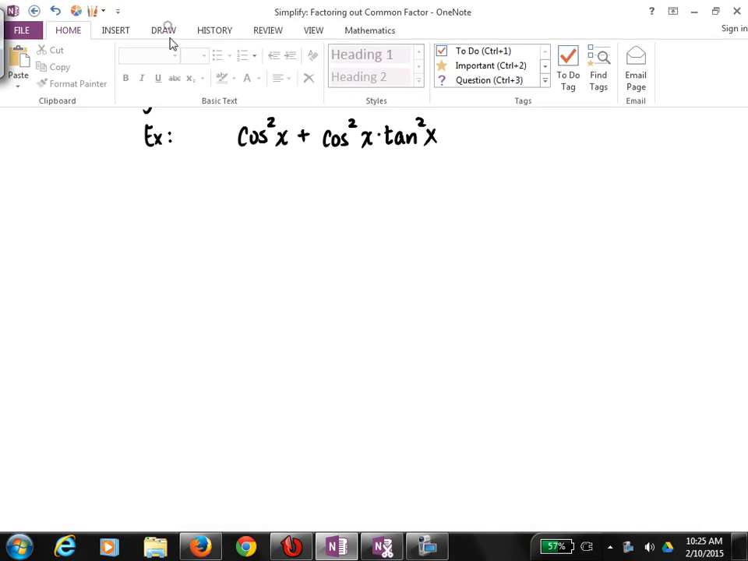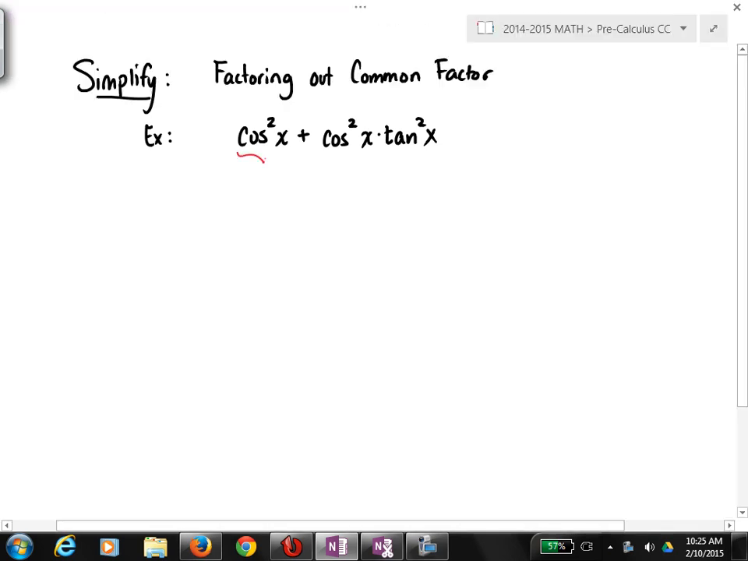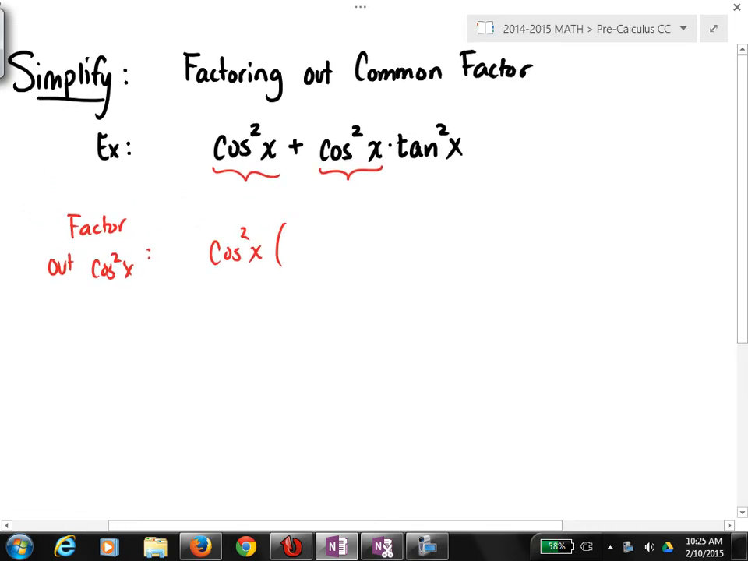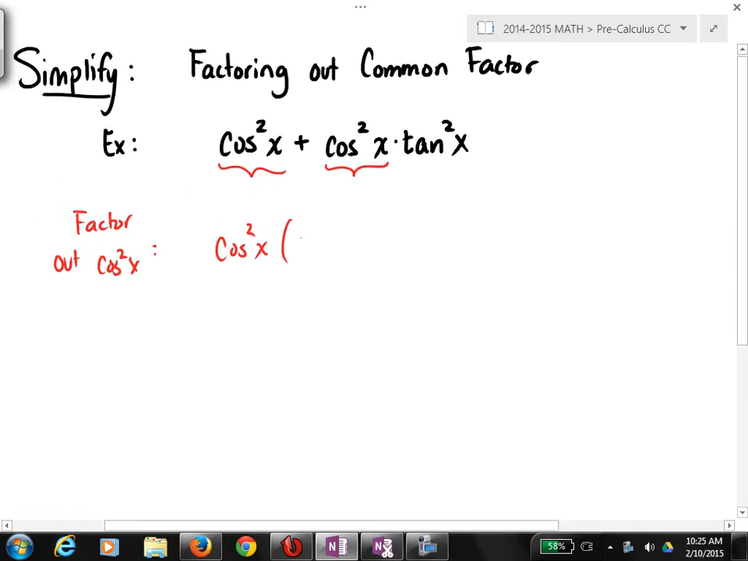Just make sure to recognize that in some cases you can see that both of these have the cosine squared of x. So if you factor that out, we would end up with cosine squared of x times 1 plus tangent squared of x.